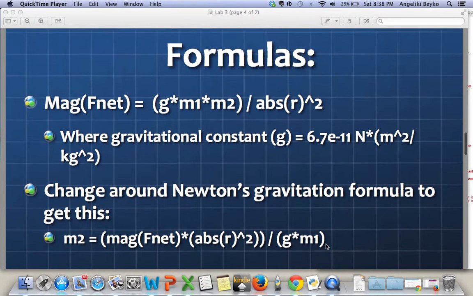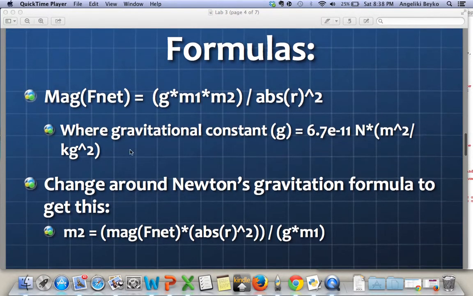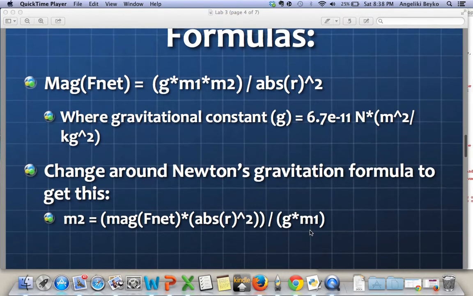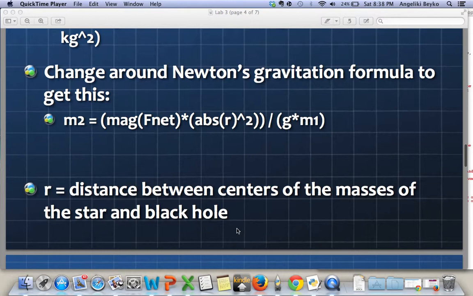Okay, so these are the formulas that we'll be using. The magnitude of F net is equal to the gravitational constant G times m1 times m2 divided by the absolute value of r squared, which is the distance. So we're going to rearrange Newton's gravitation formula to get the second mass, which is the black hole mass: the magnitude of the net force times the absolute value of the distance squared, divided by the gravitational constant times mass 1. Here r is the distance between the centers of mass of the star and the black hole.